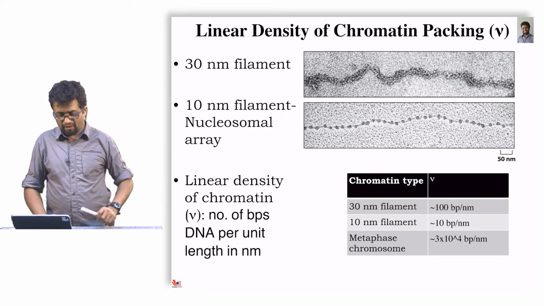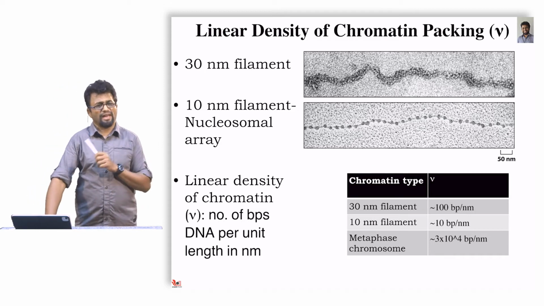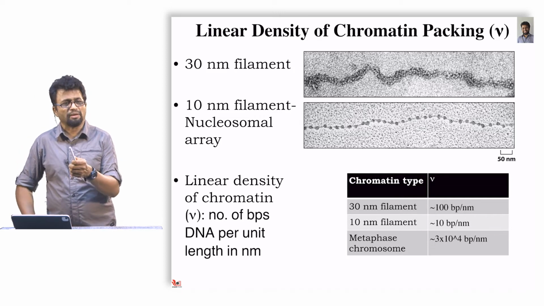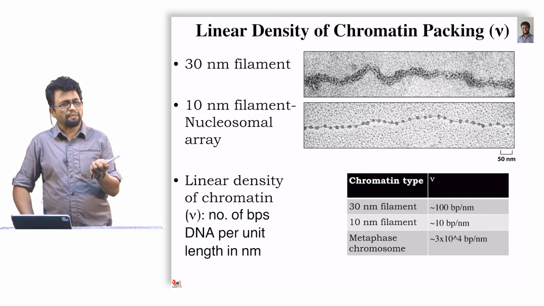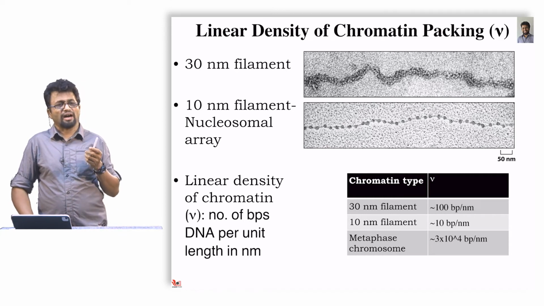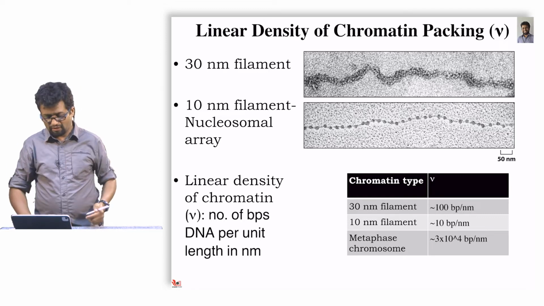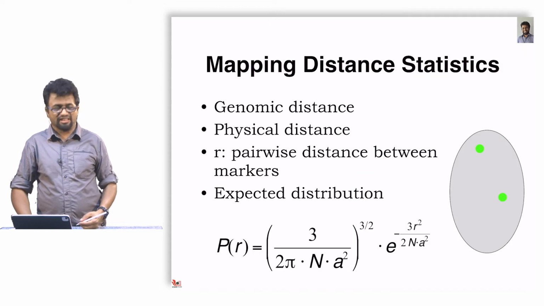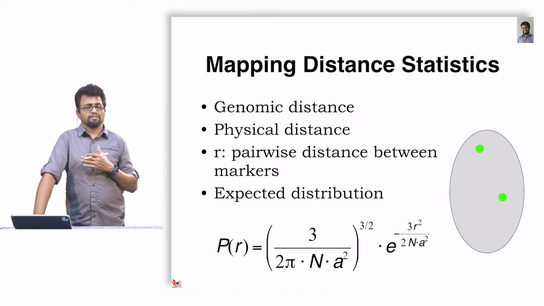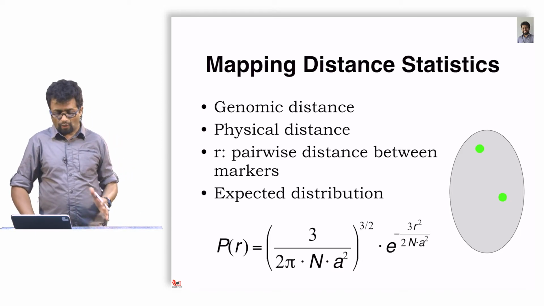So the linear density now gives us a way to quantify where some chromatin may be tightly packed, medium packed or loosely packed. In order to ask whether chromosomes are packed in one way or the other, a vital experiment needed to be done, called the distance mapping experiment. This distance mapping experiment is stated as follows.